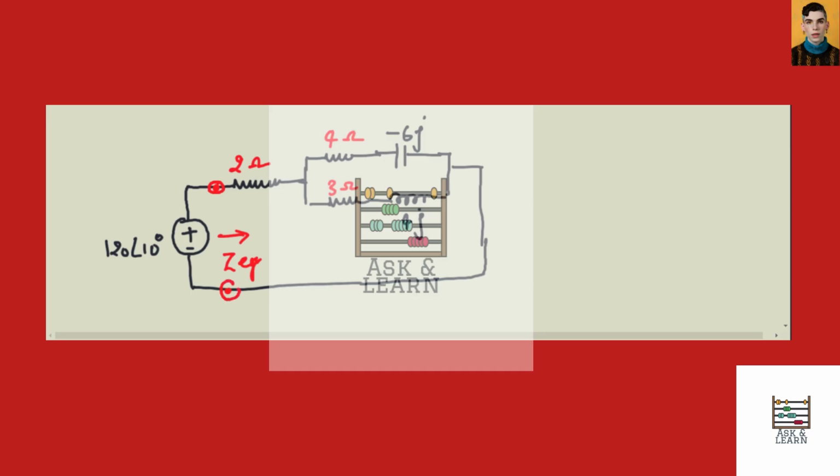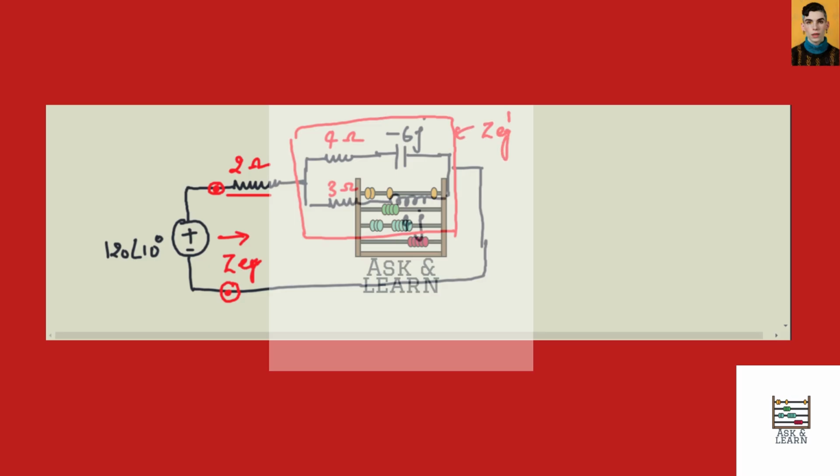So what I am going to do is, first of all, find the Z equivalent of these four elements. And then, as you can see, if I find the equivalent impedance across these four and simply add 2 ohms, we will get the Z equivalent of this problem. So let's suppose the equivalent impedance across this is our Z equivalent prime. First, we are going to find the value of Z equivalent prime.